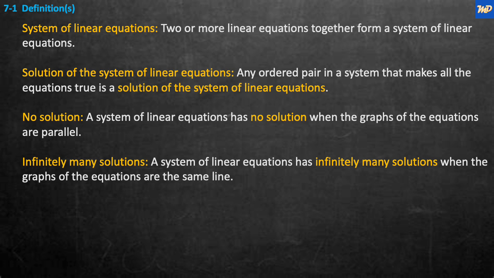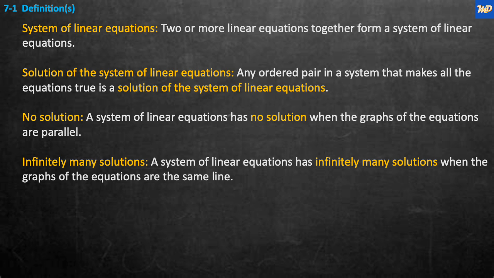No solution. A system of linear equations has no solution when the graphs of the equations are parallel. If the lines don't cross, you can't have a solution. It's where the lines cross that is the solution for a linear system. And if you have many linear equations, you could have 5, 6 of them, but if they all cross at the same point, that point is the solution of every one of those equations.